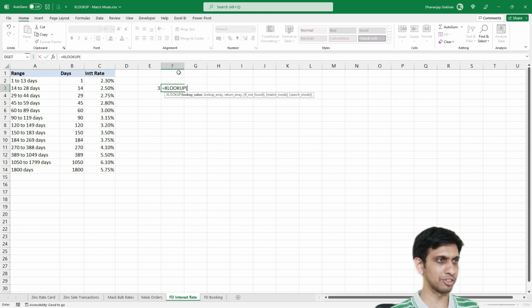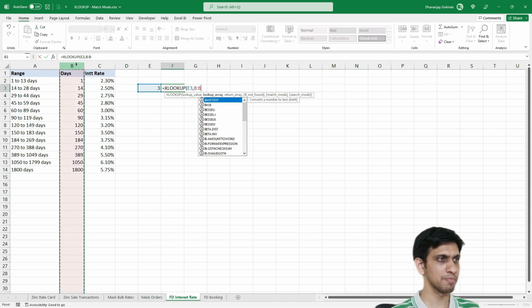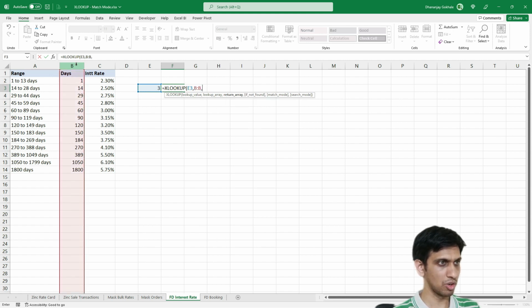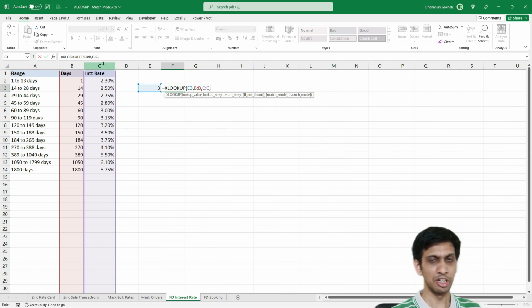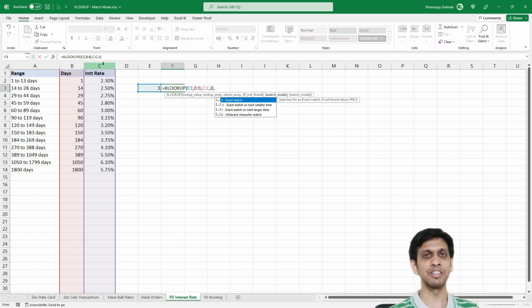So, is equal to XLOOKUP, bracket open, what value to search, this one, comma, and the lookup array, so of course the B column, comma, return, where I have to fetch the values, the interest rate, comma. If not found, this would not be the case, so I can write anything here. I can write simply 0 also. It doesn't matter.